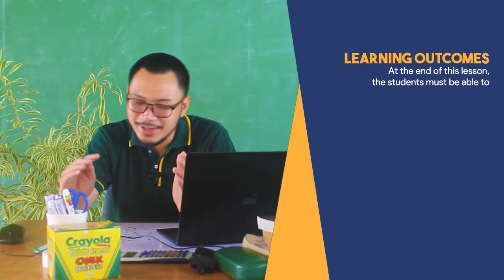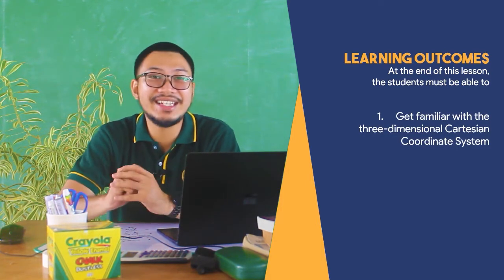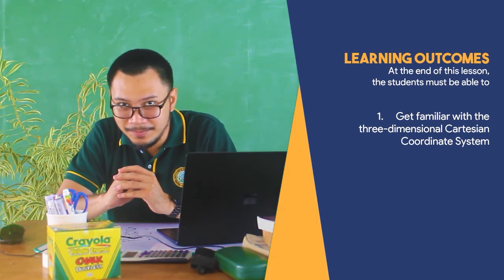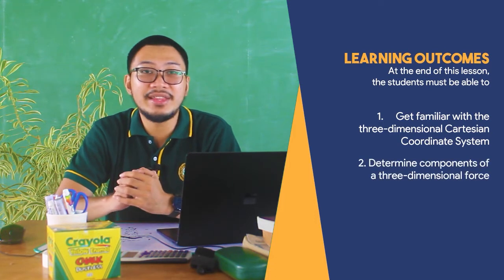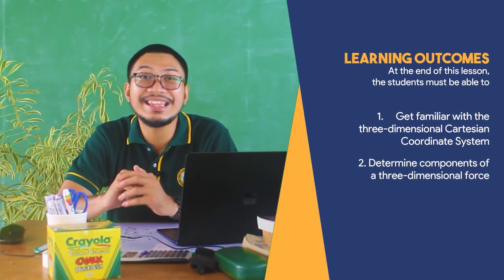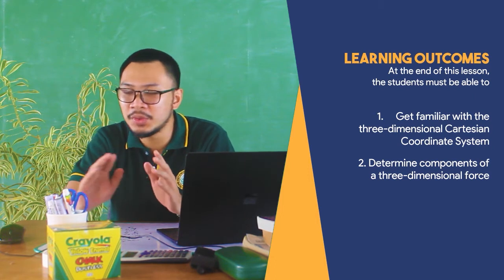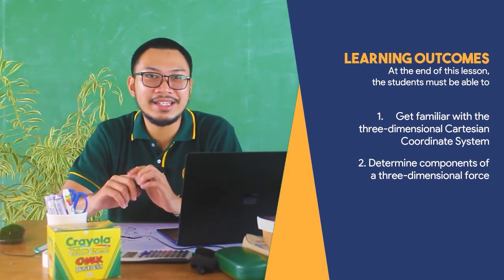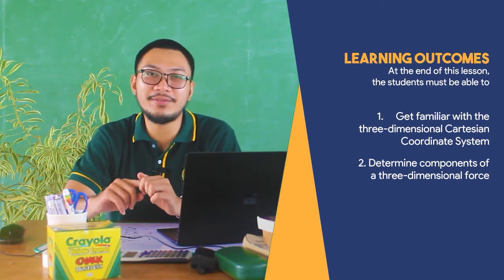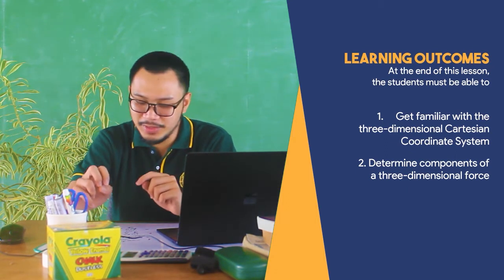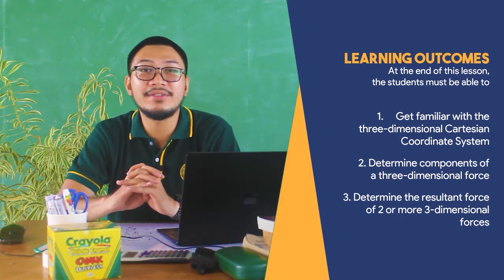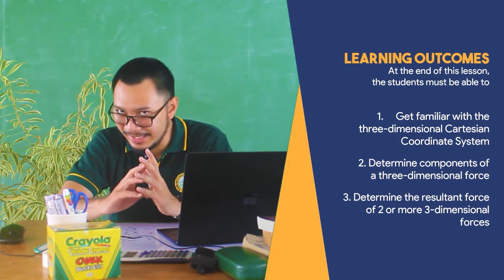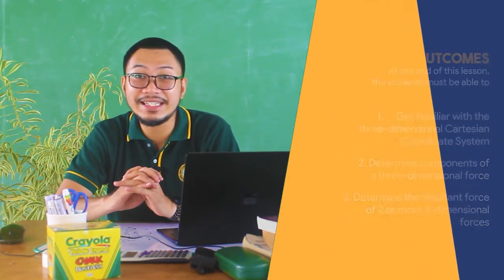So, in this lesson, our main goal is to be familiar with the three-dimensional Cartesian coordinate system. That is our number one goal. Our second goal is to determine the components of a force in 3D. So, we have to know the x, y, z components of a force. And lastly, we should also solve for the resultant force of two or more vectors. Okay? And again, those vectors are oriented in 3D.